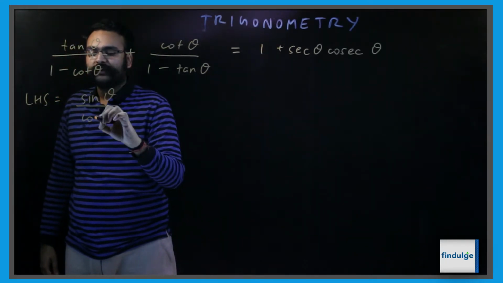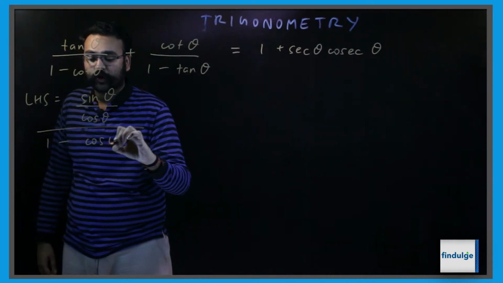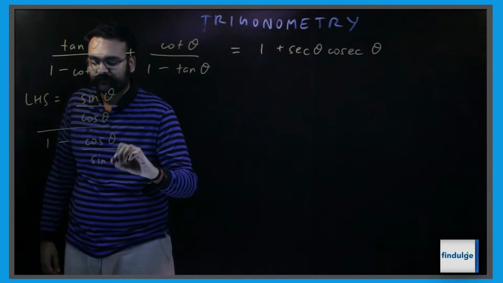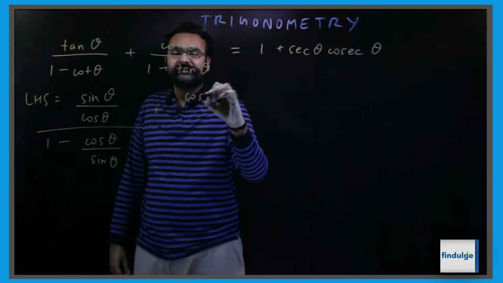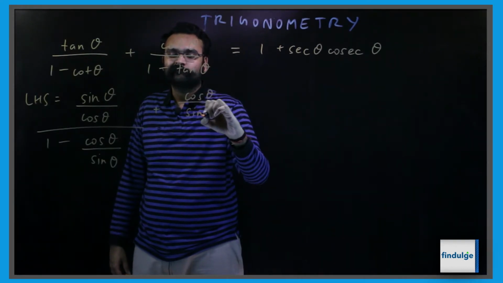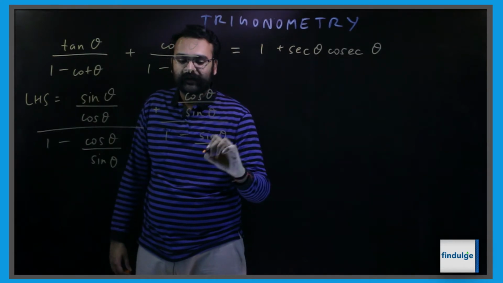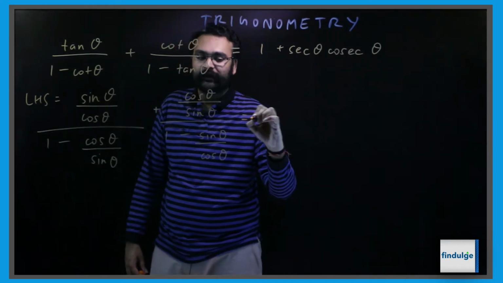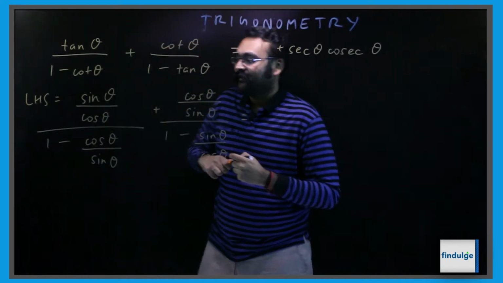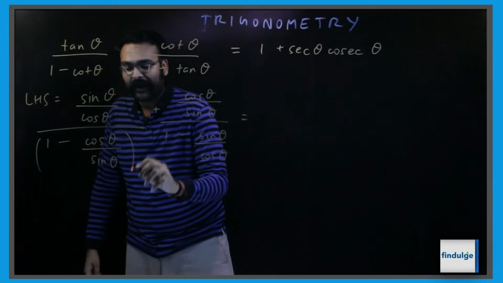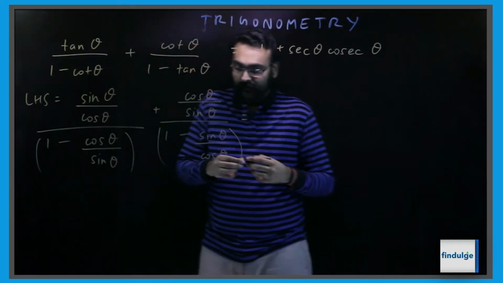sine theta upon cos theta upon 1 minus cos theta upon sine theta for cot theta, plus cos theta upon sine theta divided by 1 minus sine theta upon cos theta. Now of course this is your whole denominator, let's put it in brackets so that we don't get confused, and this is our whole numerator.